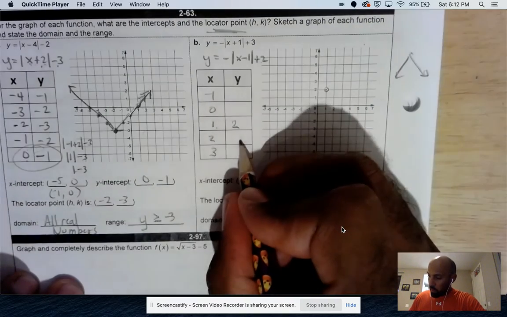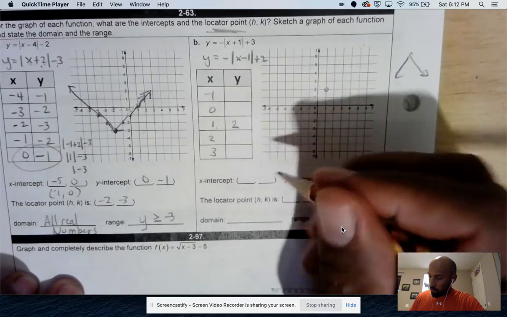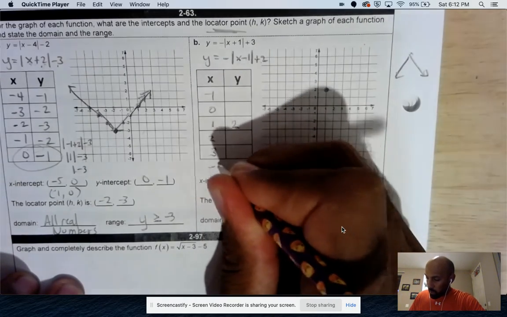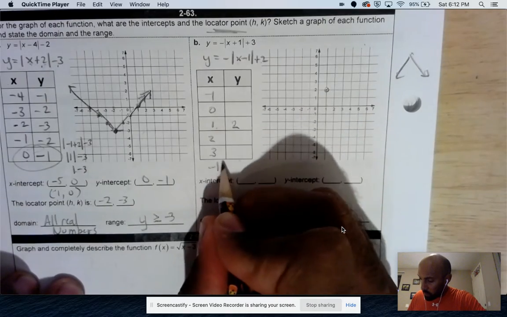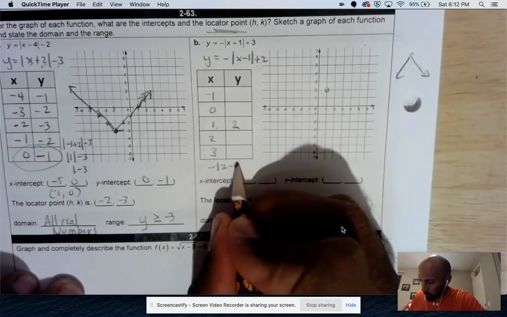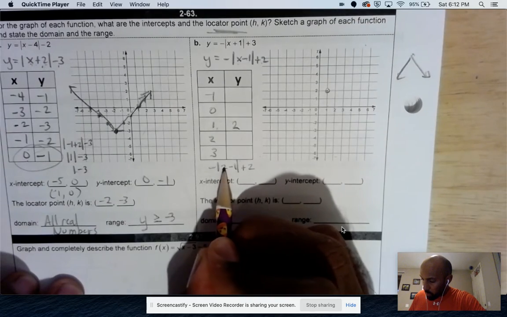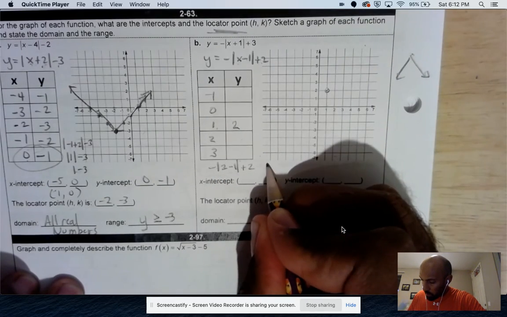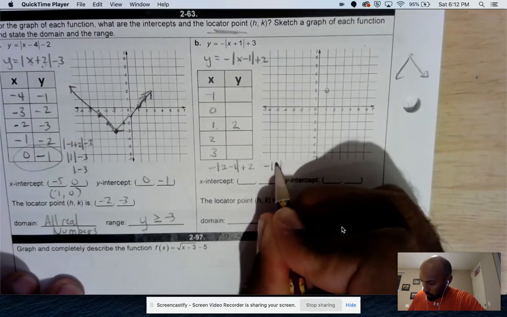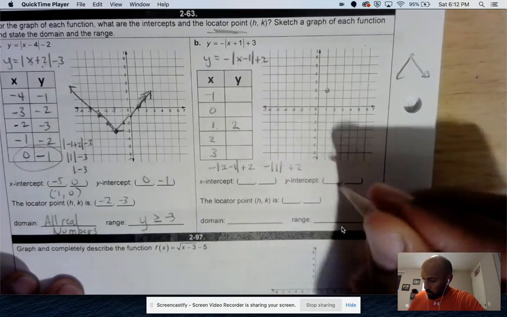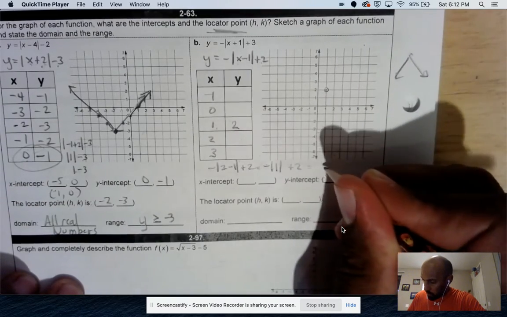If I plug in 2 here, let me just work this out so you guys can know how to do the others. So 2 minus 1, and then plus 2. 2 minus 1 is 1. Then the absolute value of 1 is 1.